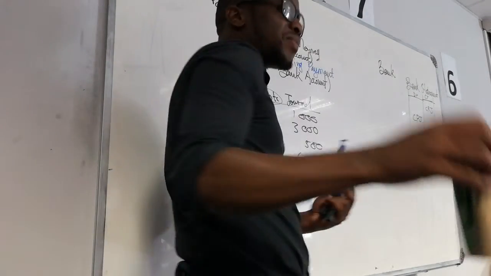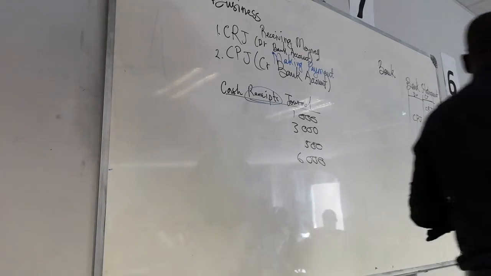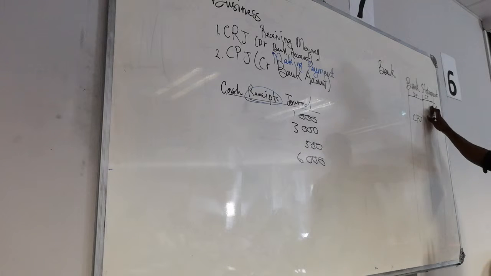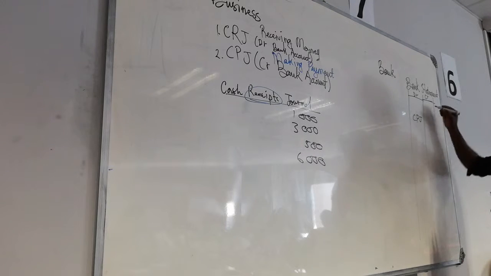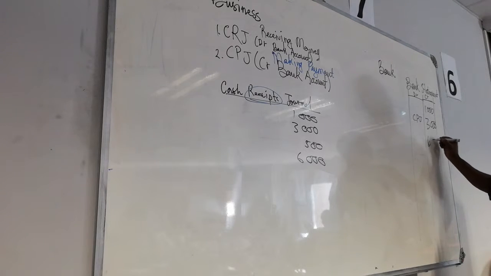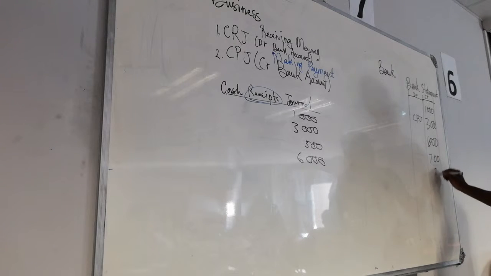So what's going to happen most of the time is that we are going to go on the credit side. Remember, CRJ must be on the credit side. Then we say, okay, they do have the 1,000, they do have the 3,000, they might actually have the 6,000. And then they've got a 700 here, and then they've got a 23.